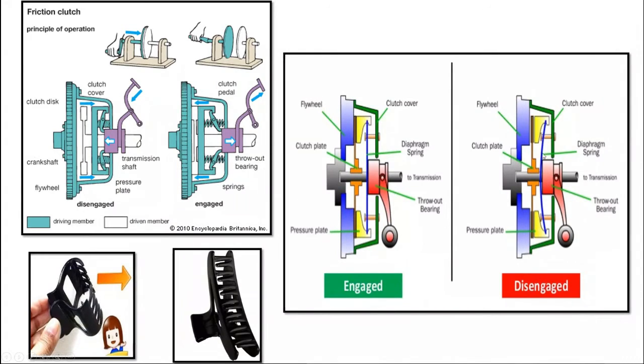Similarly, another illustration. No gap. This is the engaged position. You see this particular spring, the diaphragm spring. When you press this, the edges move back. Due to this movement, there is a small gap. When this gap is obtained, the power disconnects from flywheel to your clutch plate. So in this way, we can temporarily suspend the power flow from engine to rest of the vehicle.